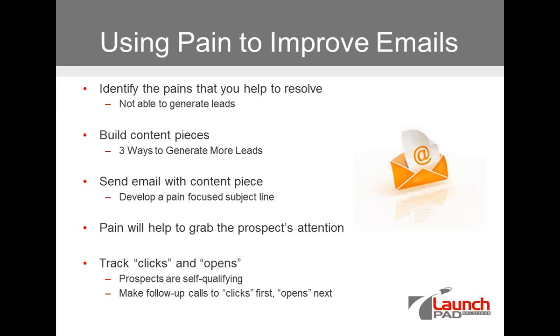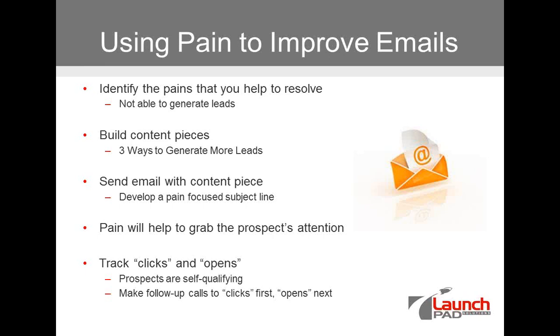So how we can use pain to improve emails is that first we need to identify the pain that you resolve, and I have some examples here. A pain that I resolve is when prospects aren't able to generate leads. So then you build content pieces for each pain. So for the pain of not being able to generate leads, I might build a content piece, 3 ways to generate more leads. Just thinking about this right now, I probably have an article with that exact same topic on my website.